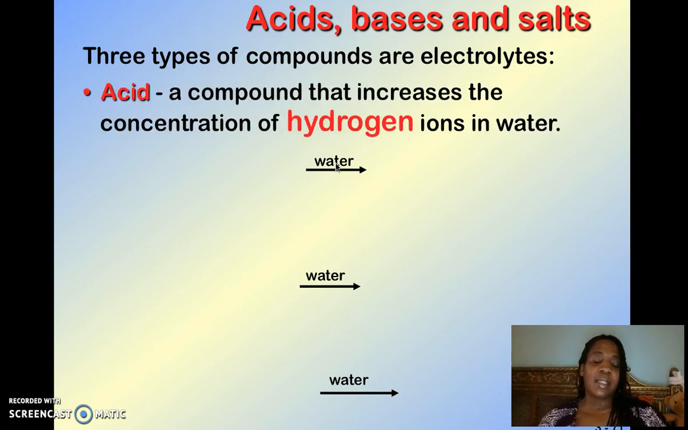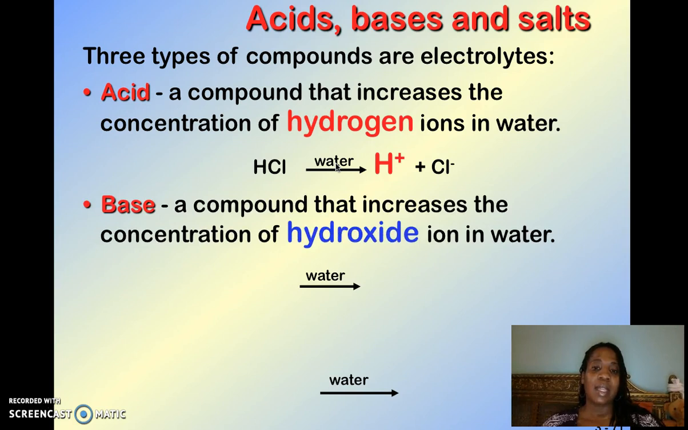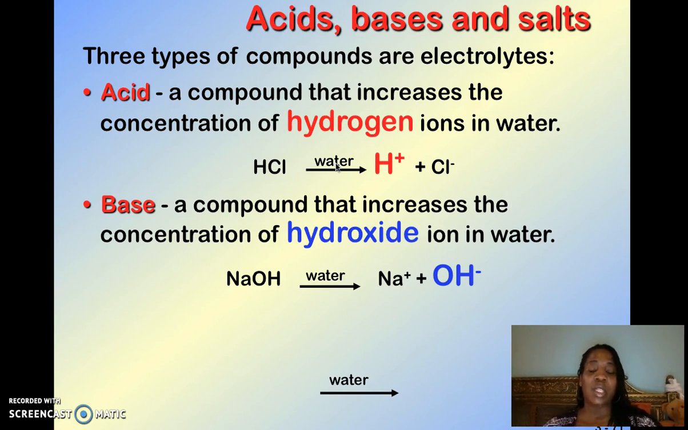An acid is a compound that will increase the concentration of hydrogen ions in water. And so hydrogen chloride or hydrochloric acid, when placed in water, will dissociate completely to form hydrogen ions and chloride ions. And a base is any compound that will increase the concentration of hydroxide ions in water. So sodium hydroxide will dissolve in water to form sodium ions and hydroxide ions.